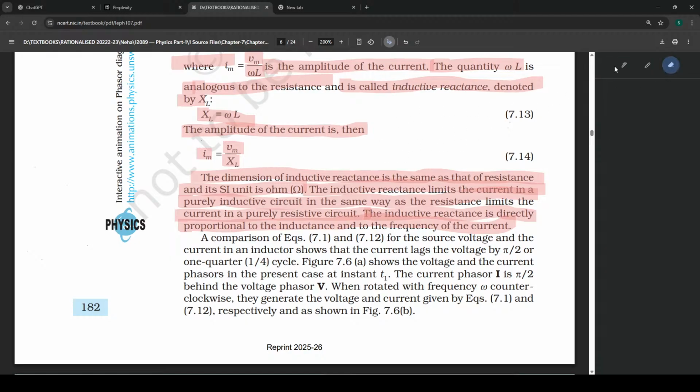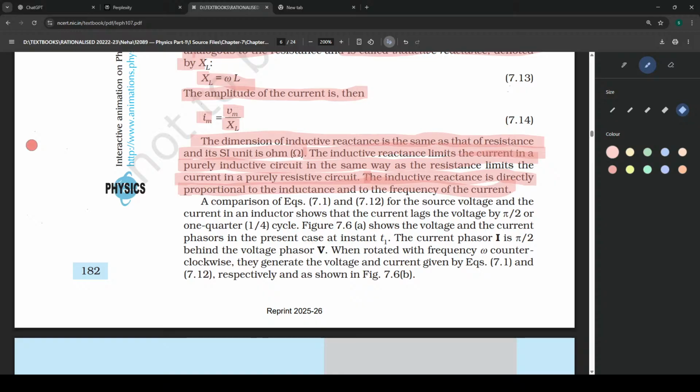Okay, that's that. Limits current in a purely resistive circuit. The inductive reactance is directly proportional to the inductance and to the frequency of the current. A comparison of equations 7.1 and 7.12 for the source voltage and the current in an inductor shows that current lags the voltage by pi by 2, or 1/4 of the cycle.